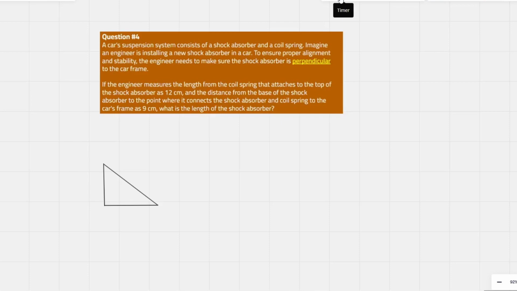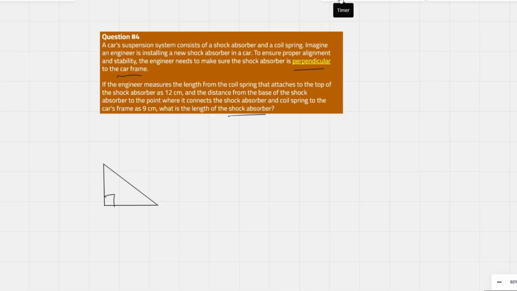So firstly, what do they want? They want the length of the shock absorber. But this kind of gives us some clues. Before we even jump into anything, this gives a major clue here. It says the word perpendicular. So that tells us that the shock absorber and the car frame are touching each other at a 90-degree angle. So let's go to this question and draw a little 90-degree angle right there.